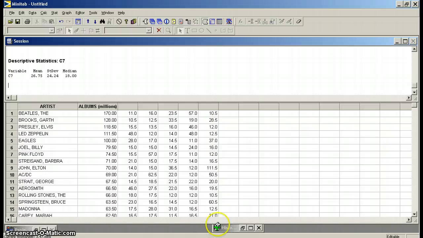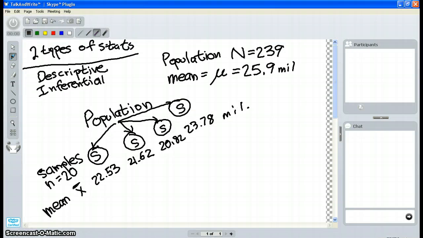26.75. So you can see that the point I'm trying to make is that these means are different. And because I'm picking samples of 20, we don't have the entire population here. But what we instead have, we have to pick samples.